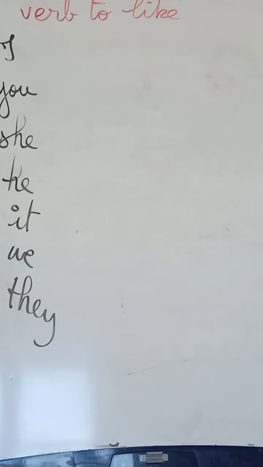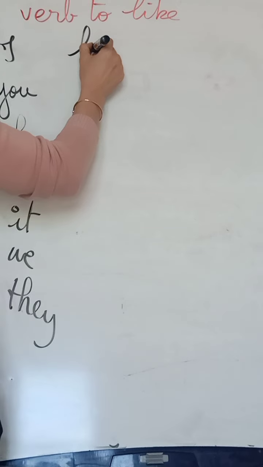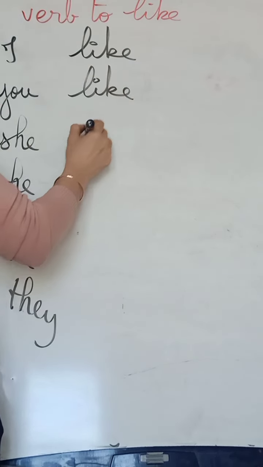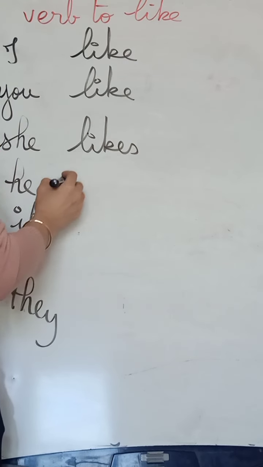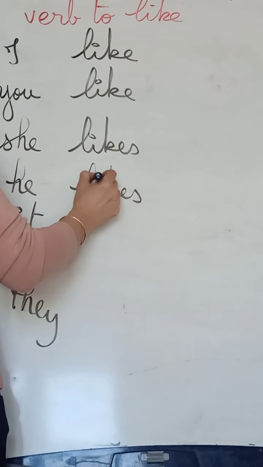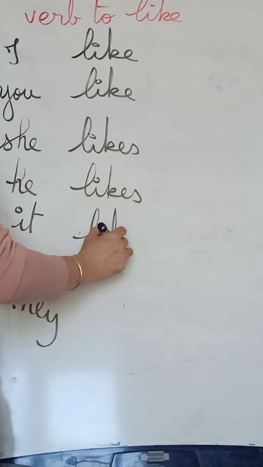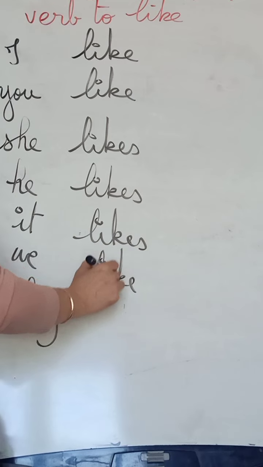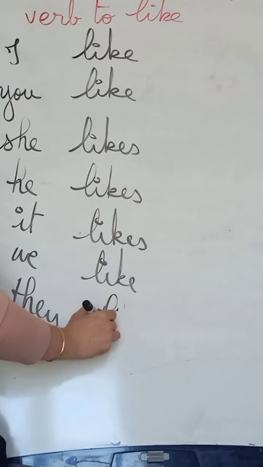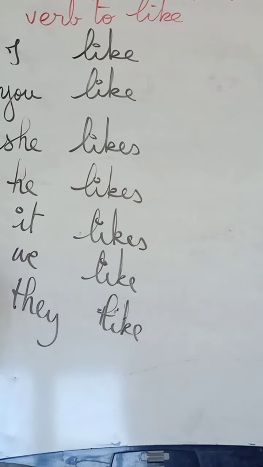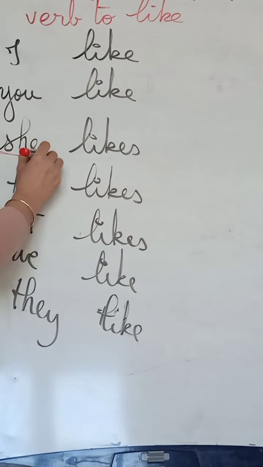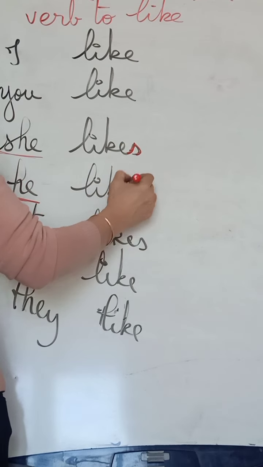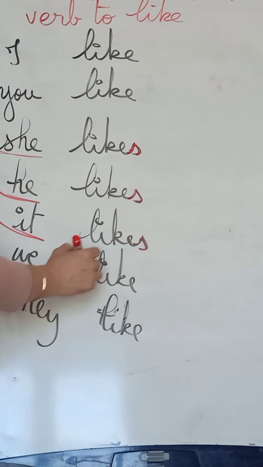Here we conjugate the verb to like. For example, I like, you like, she likes, he likes, it likes, we like, and they like. Notice that with she, he, and it, we add an S at the end of the word.